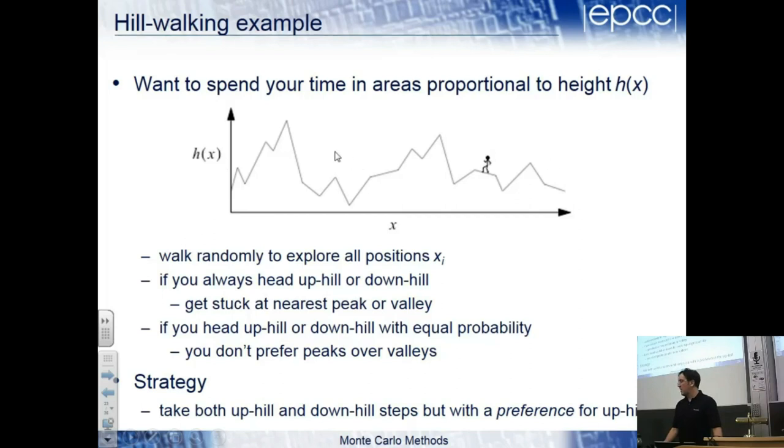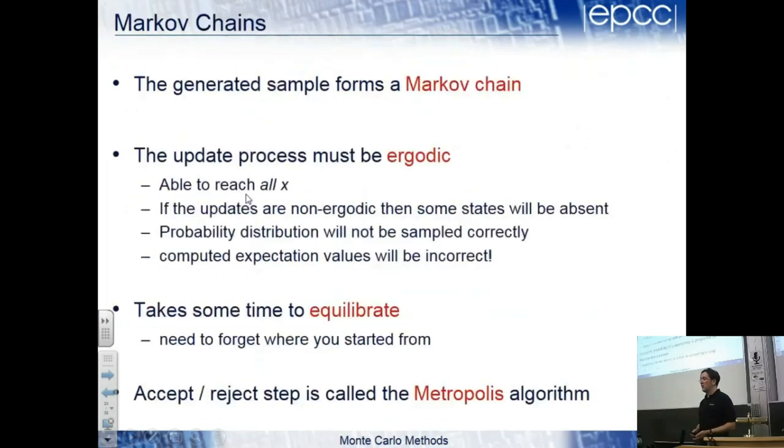To sample this space and be at position x with probability h of x clearly requires you to be able to explore the entire space. And that in statistical terms is called being ergodic. Also, it takes some time to equilibrate. You need to forget where you started from. It takes some while for this process to settle down, and so this is called the equilibration stage. And this whole process is called the Metropolis algorithm. This accept-reject step is a very simple method for generating this Markov chain, which gives you the correct probability distribution.